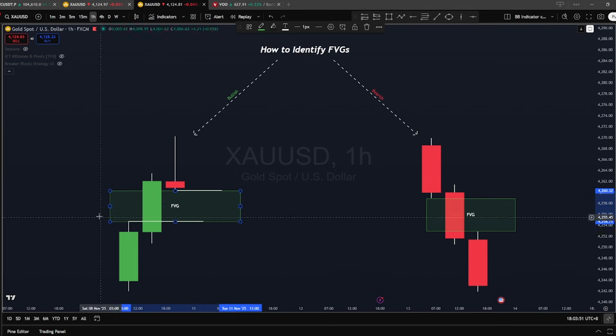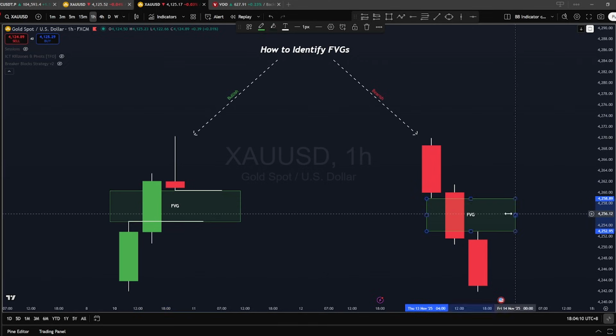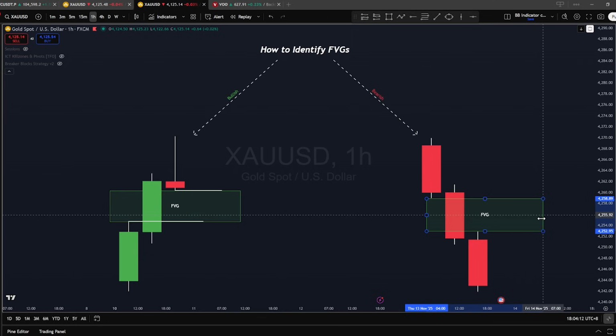So the focus of how you identify fair value gaps is not the color of the candle, but where the wicks are. As long as there's a gap between the wicks, between a 3 consecutive candle pattern like this, there is a fair value gap. Same thing for the bears. Fair value gap is identified by what? The first candle's bottom wick creating a gap with the third candle's top wick, not overlapping each other.